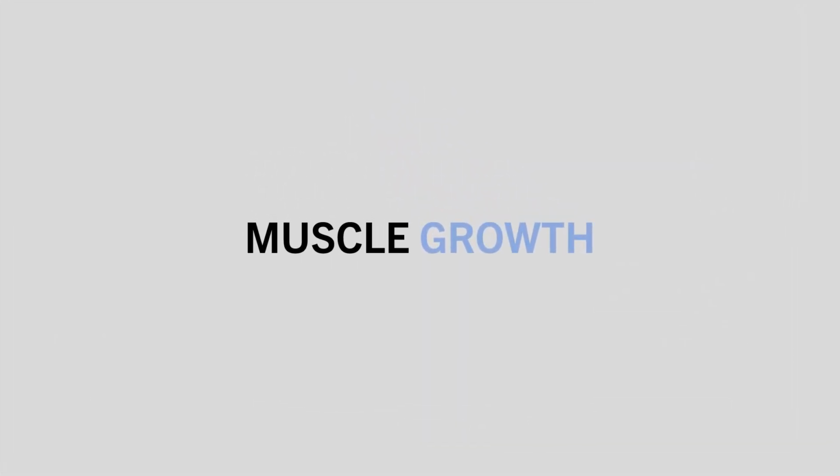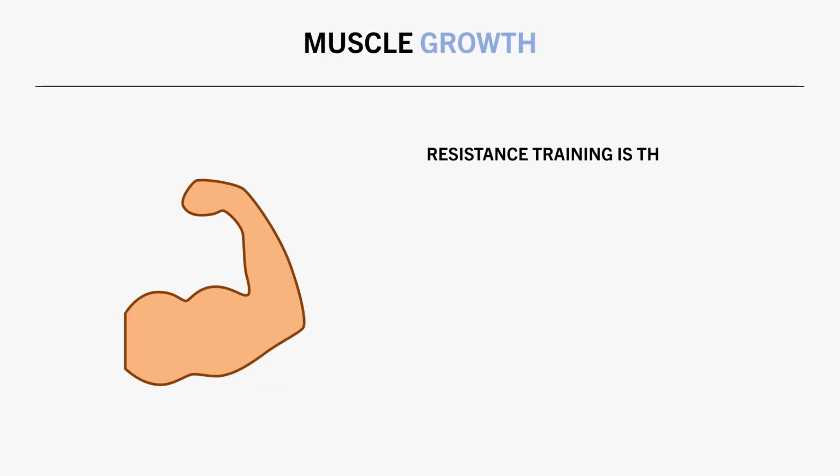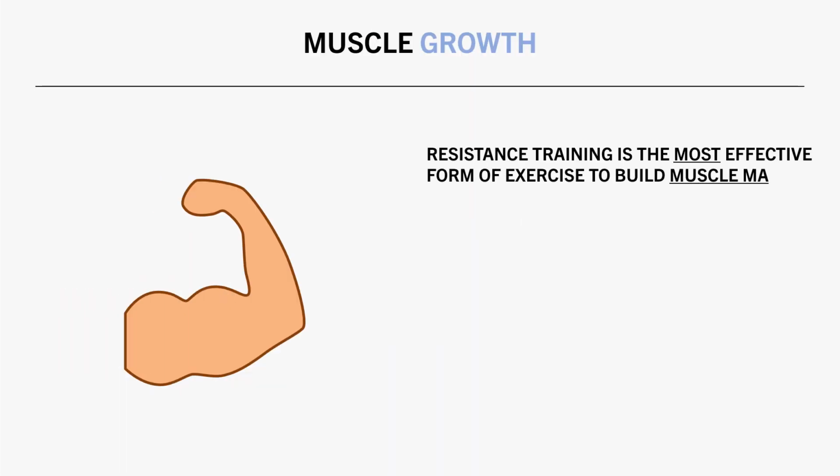The first and most relevant for body composition changes is muscle growth. Resistance training is pretty much universally accepted as the most effective way to build muscle mass. Resistance training of any form is usually going to be effective at building muscle to some extent. However, if we want to maximize muscle growth, we would want to manipulate variables in the following ways.